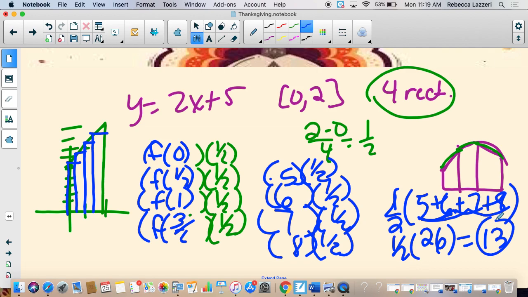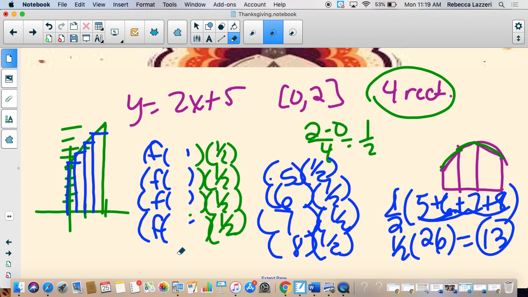Now let's go from the right. So I'll erase this and we'll leave our 13 there. I'm just going to erase this part, if I'm going from the right.